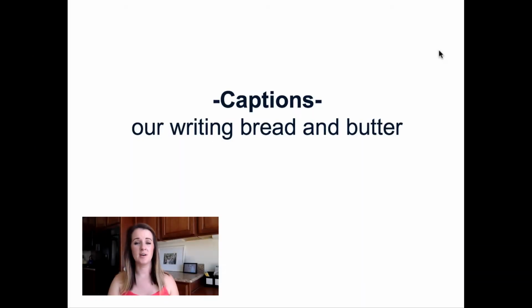So captions are our writing bread and butter. They make up quite a lot of the book. We don't write as many body copies as we do captions. So while our writers might take the lead on writing our body copies or our extended stories, I would like everyone on staff to feel comfortable being able to write a caption, and you should be able to write a caption, and it's fairly easy.